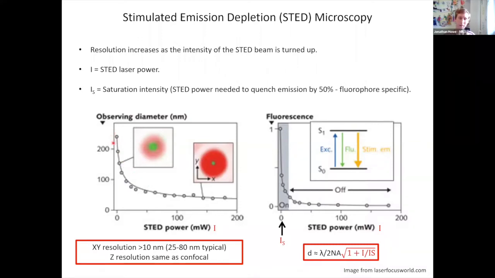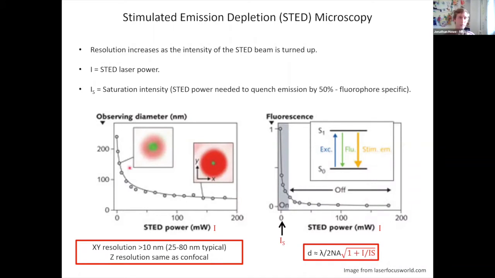Essentially, as you increase the STED laser power, the size of that emitting volume gets smaller and smaller, so your resolution gets better and better. Now, we can also modify the Abbe equation to include this additional term here in red, which contains the STED intensity, but also contains this value here, which is the saturation intensity.